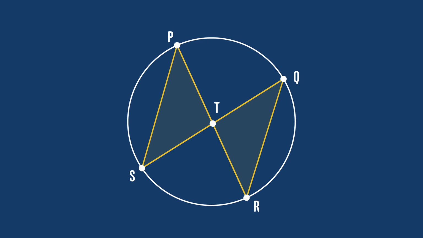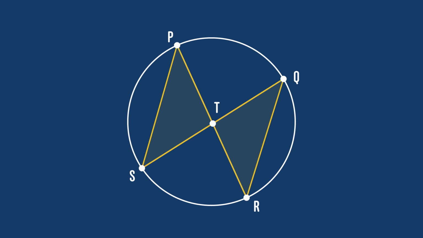Why is that? Well, angles PTS and QTR are clearly equal because they are opposite angles. Angles SPR and SQR are equal because they are subtended by the same chord SR. And angles PSQ and PRQ are equal because they are subtended by the same chord PQ. So triangles PTS and QTR are similar.